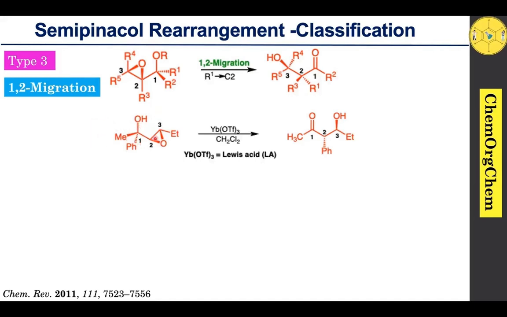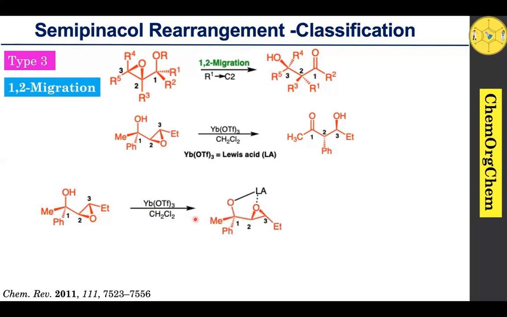Here you see this 2,3 epoxy alcohol is treated with yttrium triflate, which can readily rearrange to give the corresponding hydroxyketone as a product. Next, see this by mechanism. Initially yttrium triflate coordinates with the epoxy oxygen as well as the alcohol group, which results in this corresponding intermediate. Because of that coordination, this Lewis acid makes the second carbon a slightly electrophilic center.